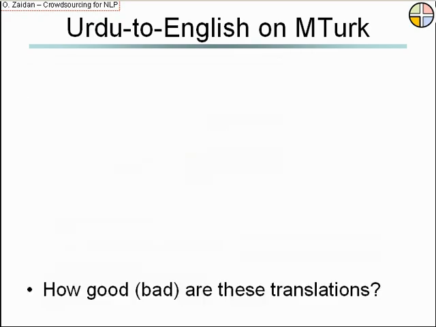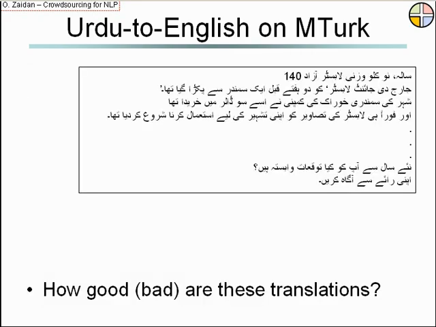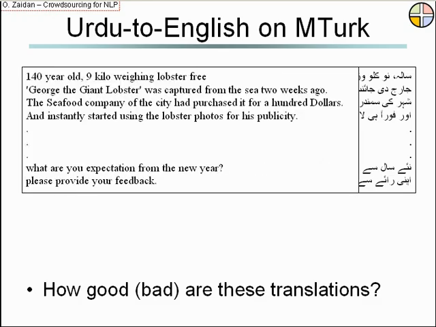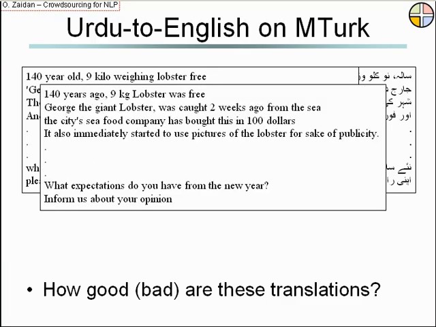And let's look at these translations. Here are the Urdu sentences again, and here are the translations that we got from Mechanical Turk. So, this is okay. "140 years old, 9 kilo, waiting, lobster free." Not too bad. Maybe not as good as the professional translation, but not bad. This is not a good translation, right? "140 years ago, 9 kilogram lobster was free." Absolutely not what the sentence was saying.